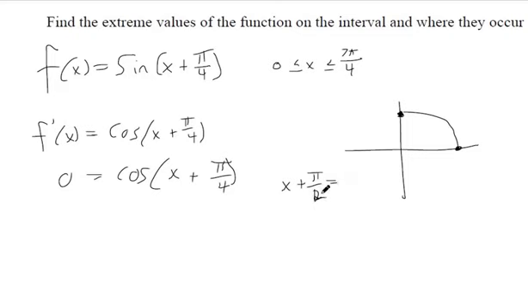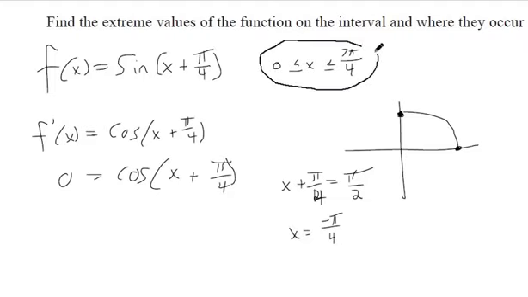Oh, sorry, that's pi over 4. We want to set this equal to pi over 2. If we can find an x that would make this equal to pi over 2, then cosine of pi over 2 equals 0. If you solve by subtracting that pi over 4 from both sides and do your fraction work, you get negative pi over 4. Okay, that's not in our interval, so let's keep looking.